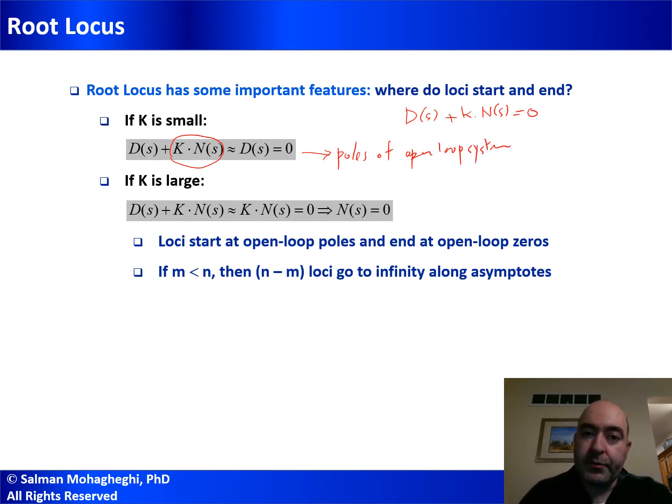What if k is large? If k is large, this term will now be overshadowed by k times n of s. So now instead of solving for d of s plus k times n of s equals 0, I can ignore the first part and just solve for k times n of s equals 0. K is a constant, so I can drop it, and that becomes n of s equals 0. What is n of s? It's the numerator of the open loop gain. So roots of n of s would be zeros of open loop system.